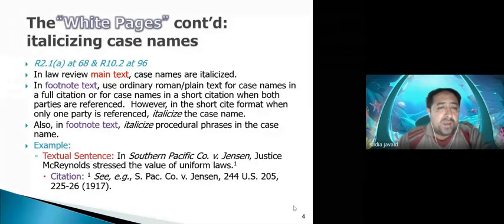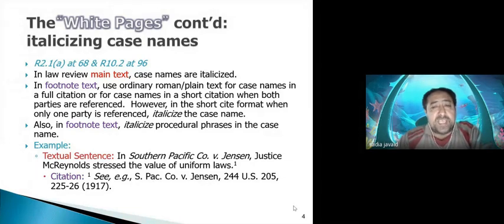So you are looking here at the law review main text, where case names are italicized. Whatever the main text is, it is italicized. It will be in italic format, and in this way it's highlighted that this is the main thing. In footnote text, use ordinary Roman plain text for case names in a full citation, or for case names in a short citation when both parties are referenced. However, in the short cite format, when only one party is referenced, italicize the case name.